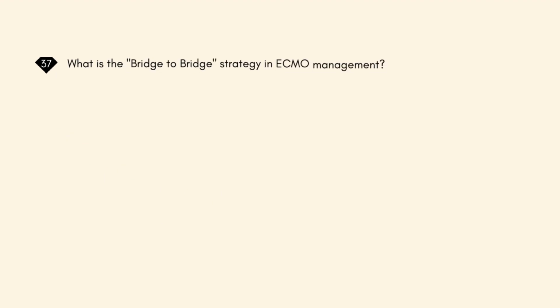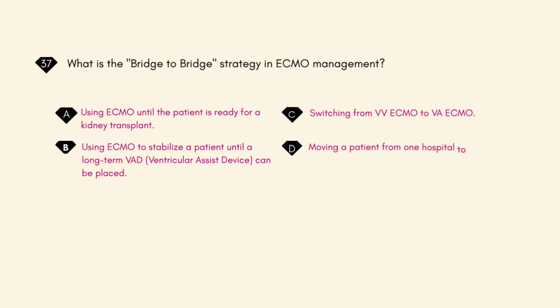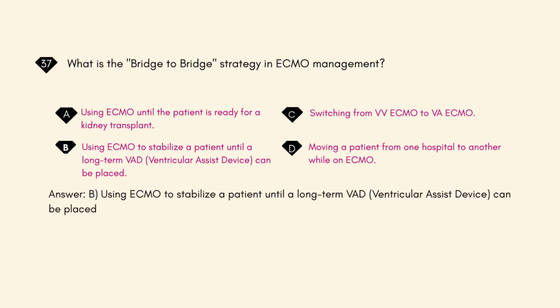What is the bridge-to-bridge strategy in ECMO management? A. Using ECMO until the patient is ready for a kidney transplant. B. Using ECMO to stabilize a patient until a long-term VAD, ventricular assist device, can be placed. C. Switching from VV-ECMO to VA-ECMO. D. Moving a patient from one hospital to another while on ECMO. Answer: B.